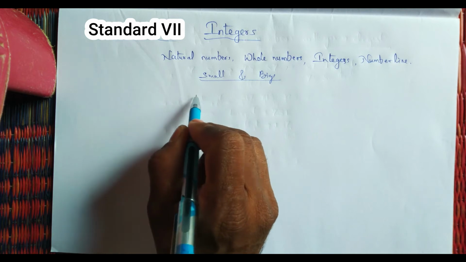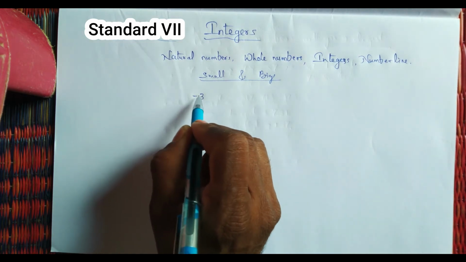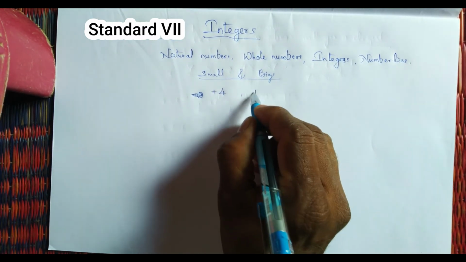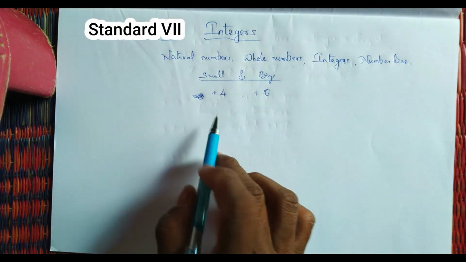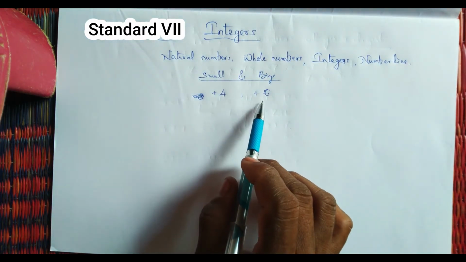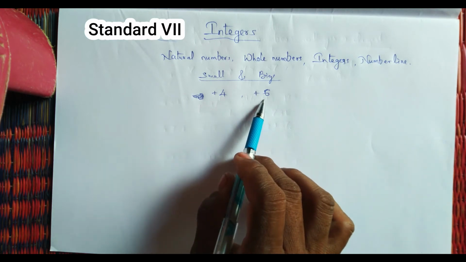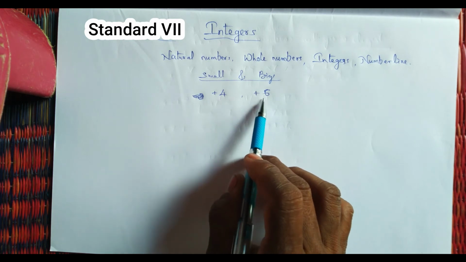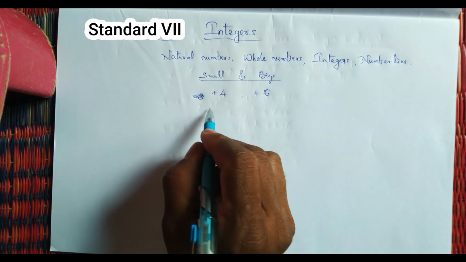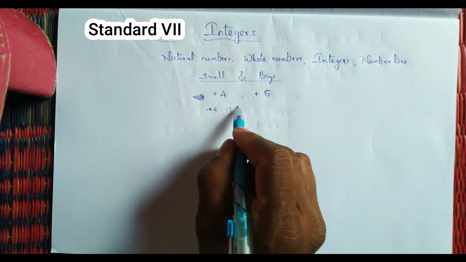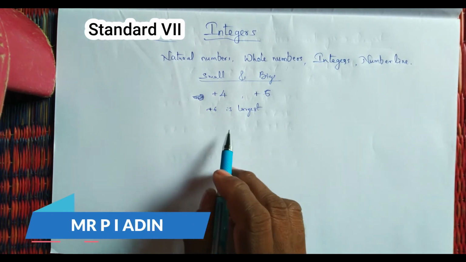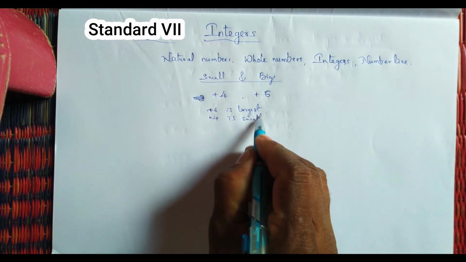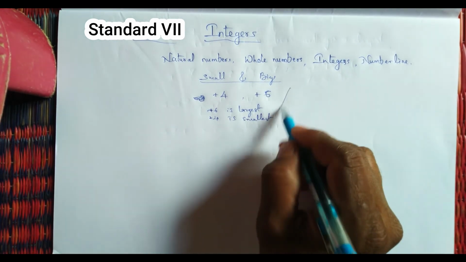If I take two numbers, first I will take positive numbers, plus 4 and plus 6. In these two numbers, which is the bigger number? If I ask, you can easily say 6. Don't say only 6, you must say in integer, plus 6. Plus 6 is the largest number, and plus 4 is the smallest number. Okay, so it is easy.